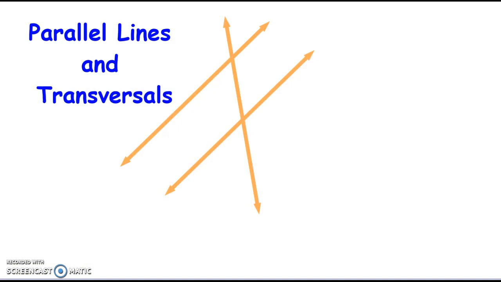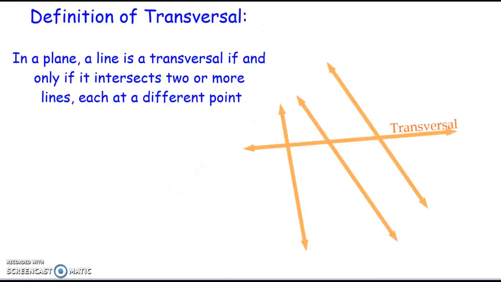The next section deals with parallel lines and transversals. A transversal is a line that cuts through or intersects two or more lines, each at different points.